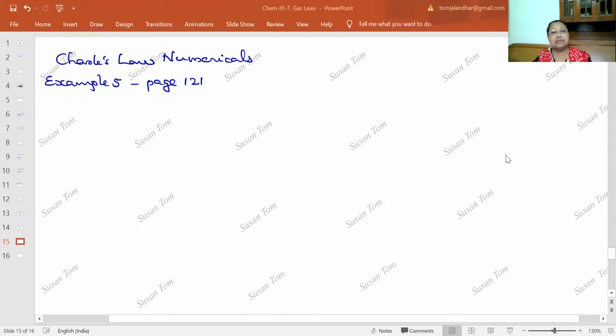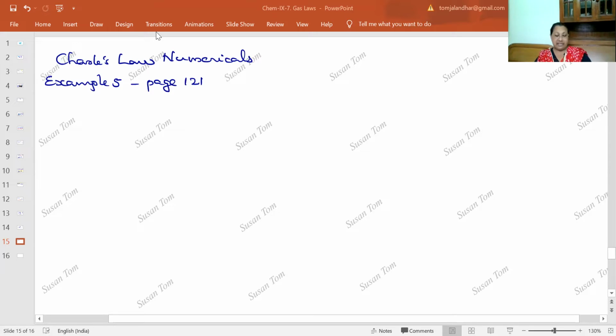Next, example 5. Also numericals. The question is: 120 cm³ of a gas is taken at 27.3 Kelvin. The temperature is then raised to 0 degrees Celsius. What is the new volume of the gas?